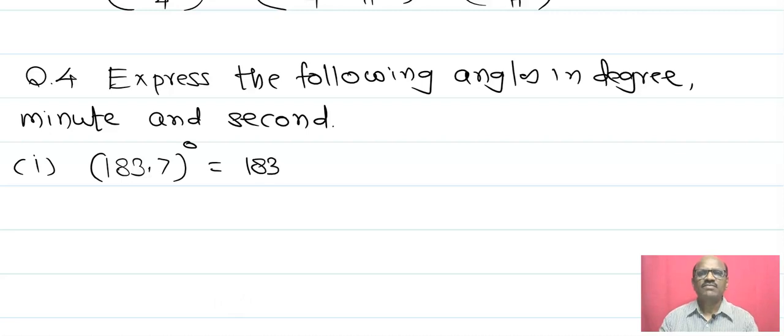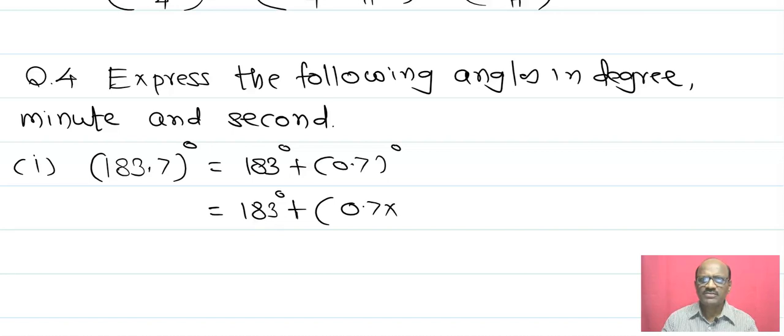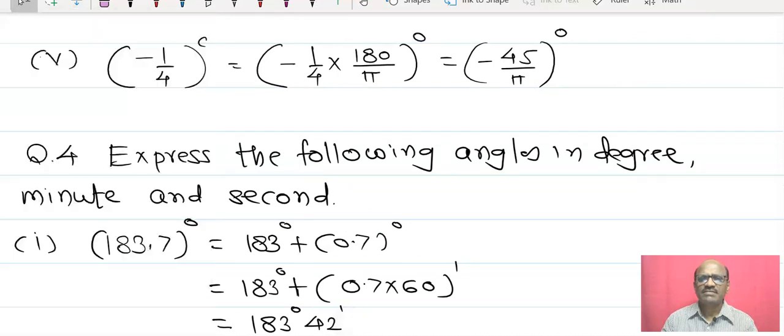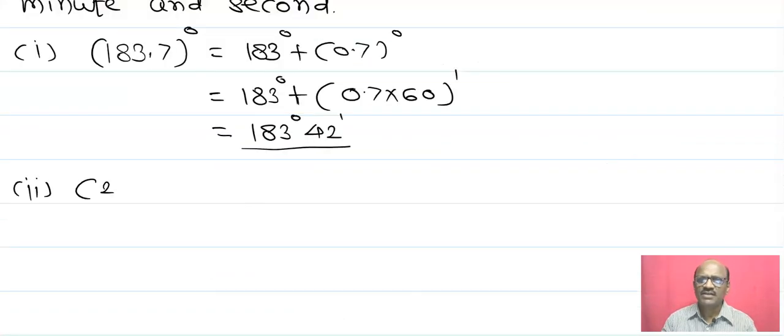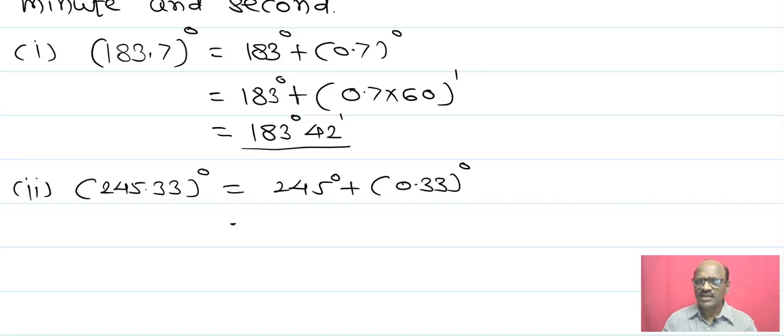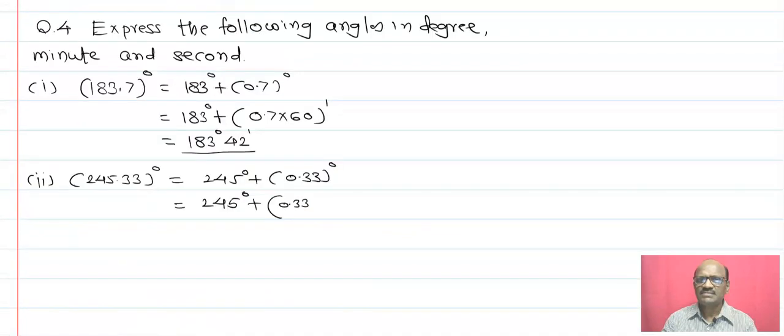Now express the following angles in degree, minute and the second. Again I will repeat that 1 degree is equal to 60 minutes and 1 minute is equal to 60 seconds. In the clock I have seen that 1 minute is equal to 60 seconds. In the same way, that is 0.7 degree is written separately. Now convert that fraction degree to the minutes. Therefore 0.5 into 60. Their multiplication comes 42. Therefore 183 degree and 42 minutes. Now next, 245.33 degree. It is 245 plus 0.33 and their multiplication.